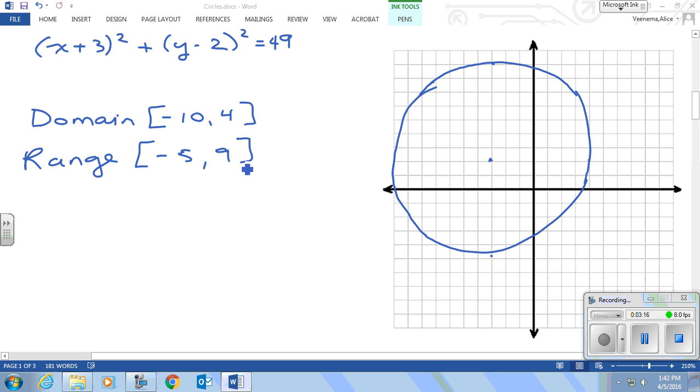Now, without the graph, we'd actually be able to figure out the domain and range as well, because we know that the center, for instance, if we look at just the domain, we know that the x value is negative 3, and we're going 7 to the left of that and 7 to the right of that. So we can easily find the endpoints for our domain, and likewise for our range, without having to sketch the graph first.